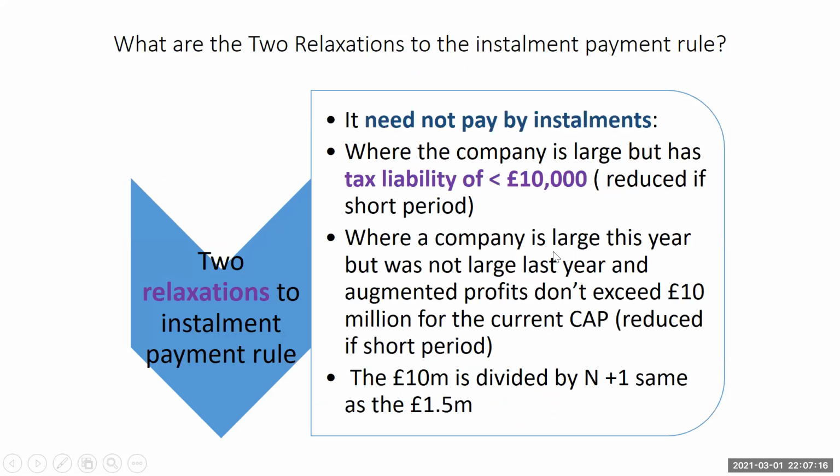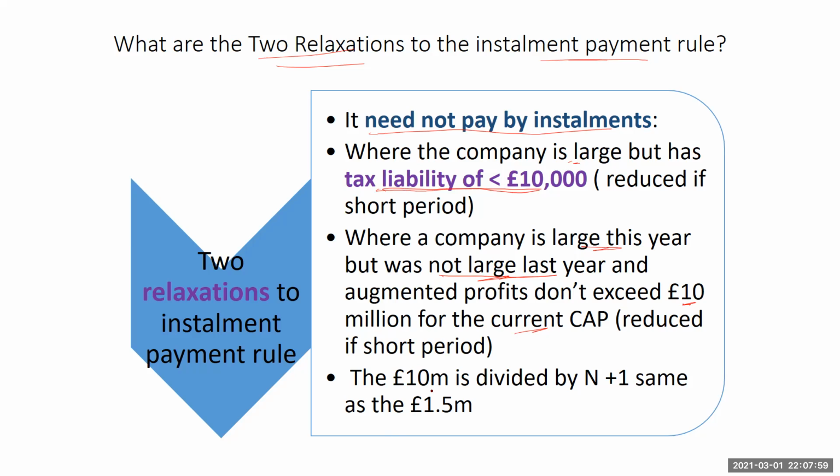All right. Now there are 2 relaxations in terms of the installment payment rule. 1, the group need not pay by installments where the tax liability is less than 10,000, even if the company is large. Once the tax liability is less than 10,000, we need to pay in full. 2, where the company is large this year, but not large last year, and the augmented profits do not exceed 10 million for the current cap, we do not pay by installments. Take note of that also.